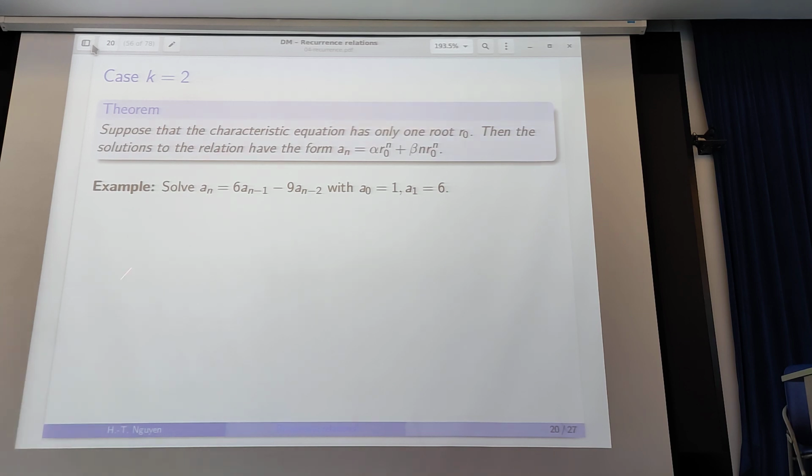So you have this recurrence relation, so you can see that the characteristic equation here is equivalent to (x minus 3) squared equals 0. Okay, so the left hand side here is a square. So the only root is 3. And according to the result above, the general formula for a_n will have this form for the general term. Okay? And now it remains to calculate the coefficients alpha and beta.